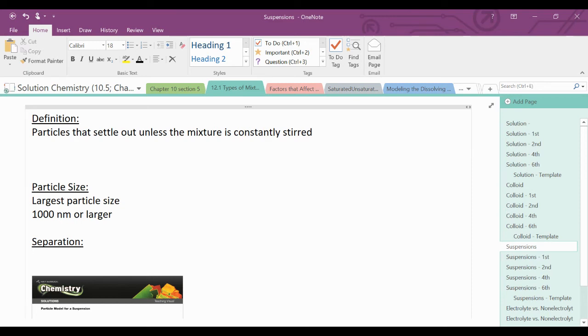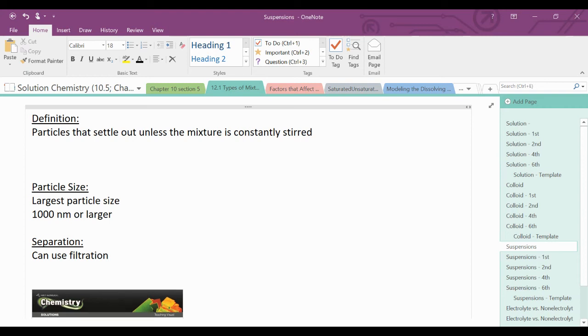Now, because the particles in a suspension are so large, we can actually use filtration to separate the components. And again, because the particles are so large, once you stop stirring, they're going to settle to the bottom. We've talked about the fact that because of the particle size, this would also scatter light, but it's not transparent like we see with a colloid.